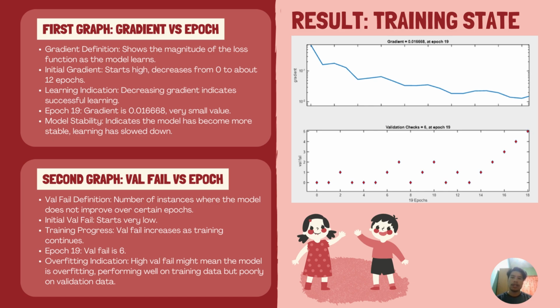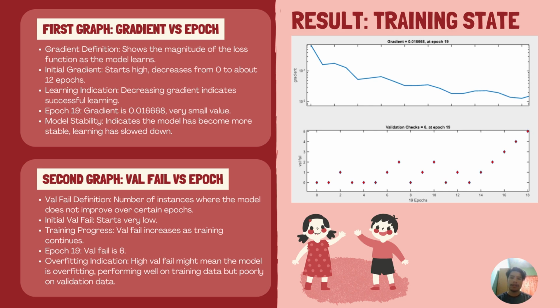At epoch 19, the gradient is 0.016668, suggesting that the training process is stabilizing. The decreasing gradient also indicates that the training process is working as expected and the model is learning. If the gradient remains high, it might indicate that the model architecture has an issue.